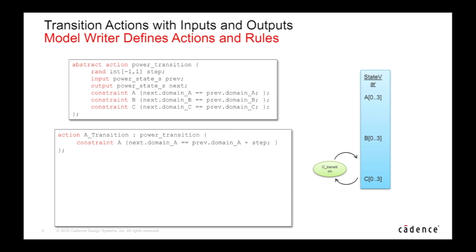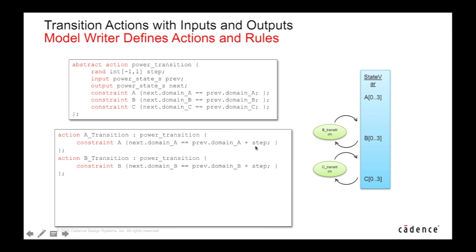However, and here's where we derive the concrete transitions. A transition derives from power transition, so it inherits all that logic, but we're saying here domain A level is previous domain A level plus step, which is going to be either minus 1 or 1. Constraint B is going to be exactly the same, so we're just overriding the section of B.